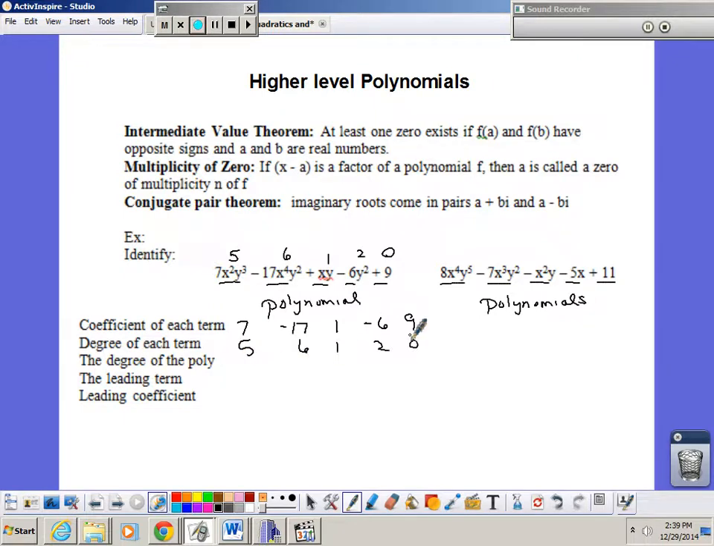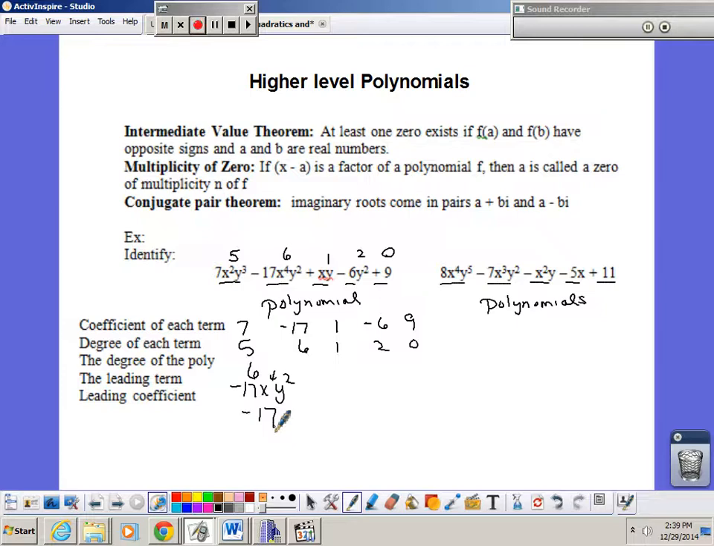The degree of the polynomial. The degree of the polynomial is always the highest degree. Whichever term has the highest degree is the degree of the polynomial. So my degree is 6. The leading term is whichever one had the 6 with it. So it's -17 x to the 4th y squared is my leading term, and my leading coefficient is -17. Just so you know how polynomials work.